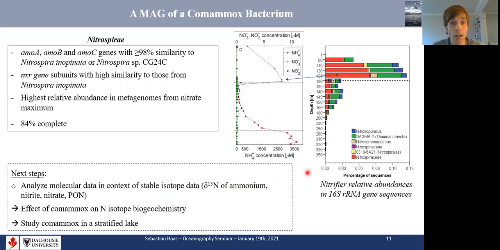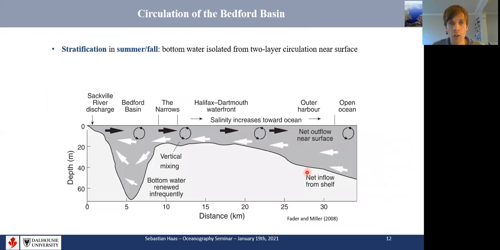before. With this, I'd like to switch to the Bedford Basin, so the research done on the Bedford Basin, and introduce you to the circulation of the basin, which shows stable stratification in summer and fall, when the bottom water is isolated from the two-layer circulation we see near the surface due to this relatively shallow sill. And you can imagine if the water is stratified, the bottom water would be isolated from that top layer circulation.